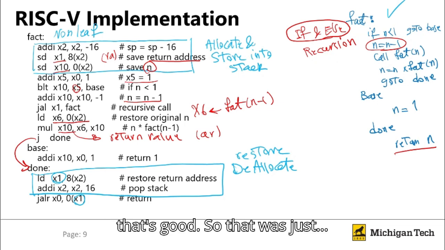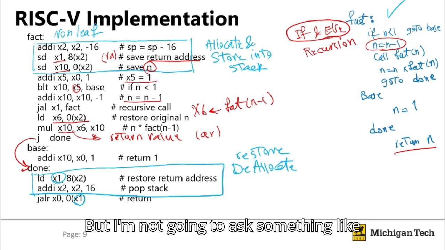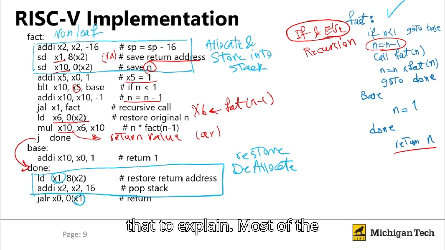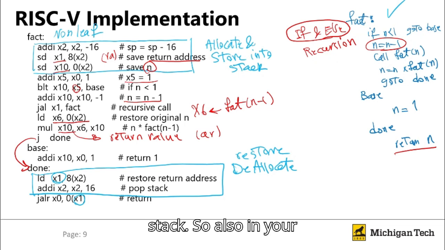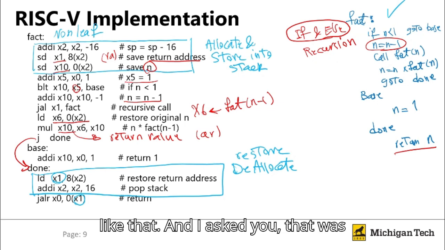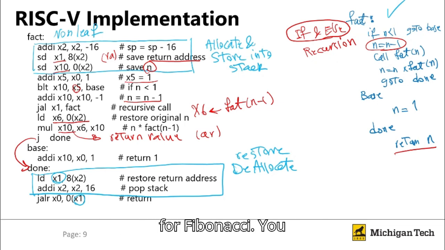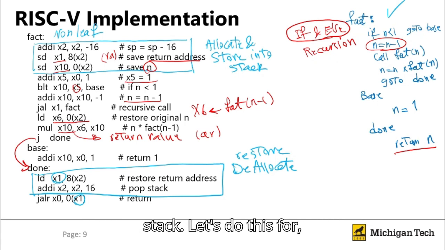Okay, that's good. So that was just a basic explanation, but I'm not going to ask something like that. Most of the time I'm going to ask what is happening inside the stack. Also in your assignment, I think we had something like that, and I asked you, that was for Fibonacci. You need to see what is happening inside the stack. Let's do this to see what's happening inside the stack in this example.